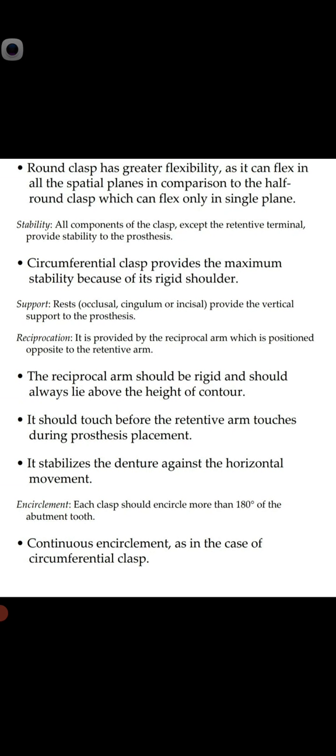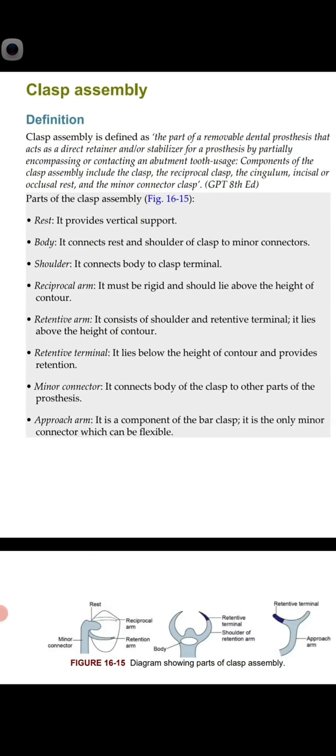The next requirement is the support. Support means vertical support. The rest, which may be occlusal, cingulum, or incisal, provides the vertical support to the prosthesis. Next is the reciprocation. Reciprocation means opposition. It is provided by a reciprocal arm which is positioned opposite to the retentive arm. The retentive arm is given on the buccal side and the reciprocal arm on the lingual side, meaning the forces produced by the retentive arm will be compensated by the reciprocal arm.